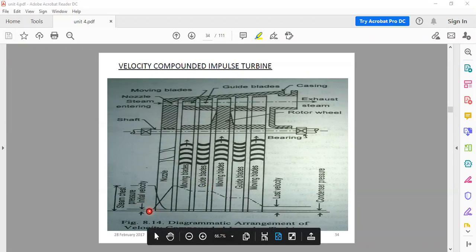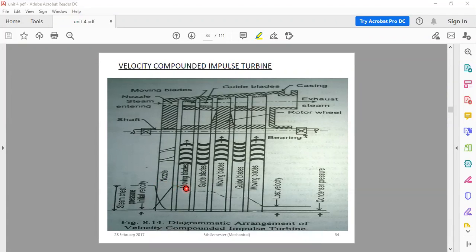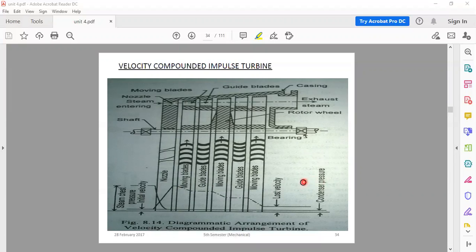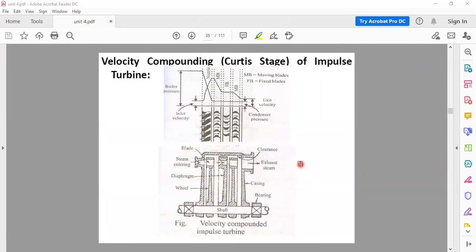Simple. We can see here, at the start, velocity is very low, but as steam goes through the nozzle, our steam velocity suddenly increases. Now we control this suddenly increased velocity by the moving blade, but the steam velocity in the guide vanes is constant. Again we have used a moving blade, so we control the velocity continuously in a number of stages. We have controlled this high velocity of the turbine. This is velocity compounding, or Curtis stage of impulse turbine.